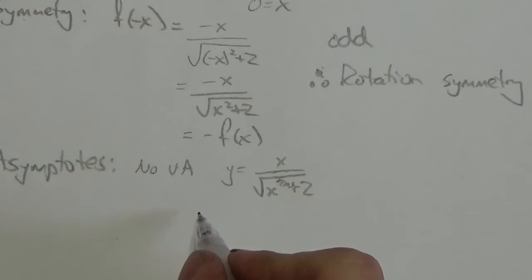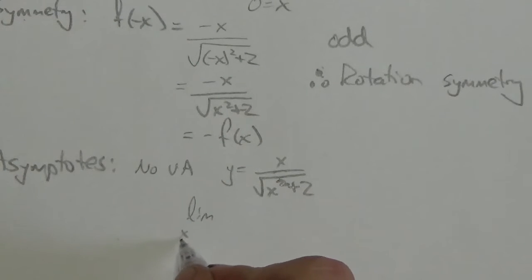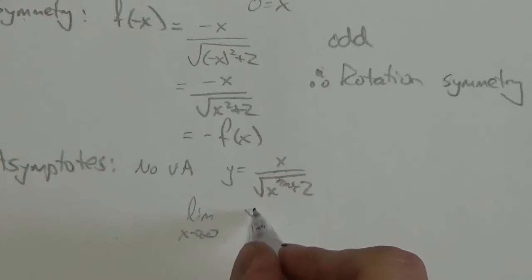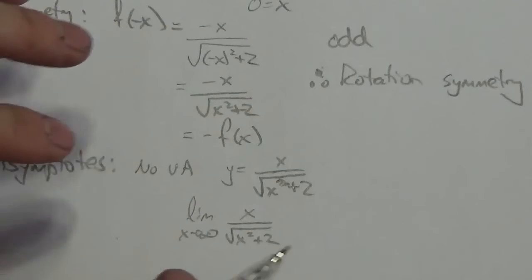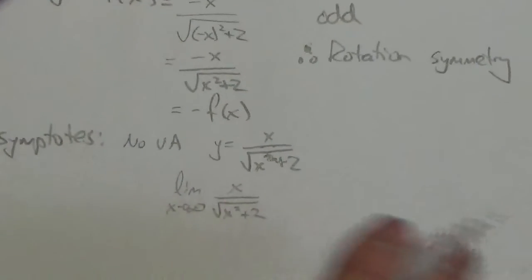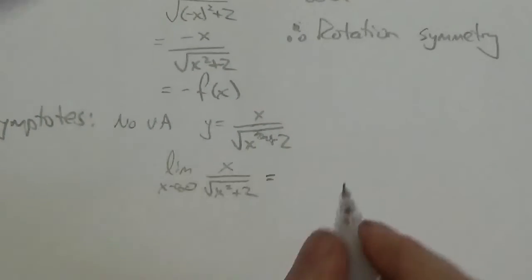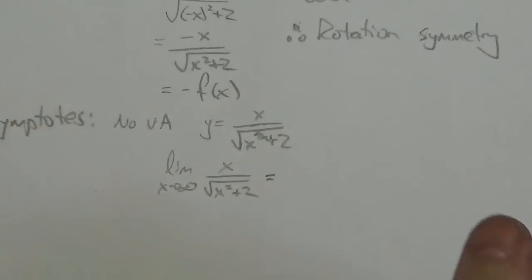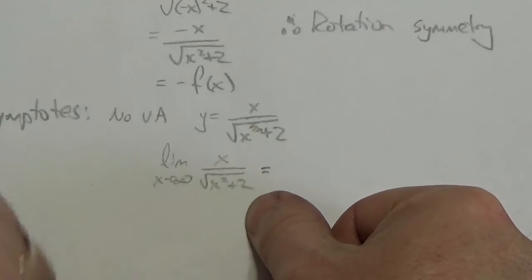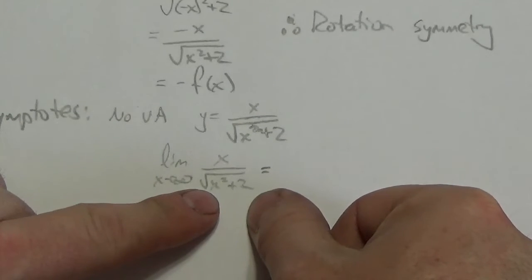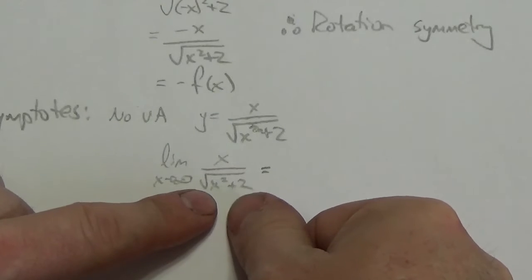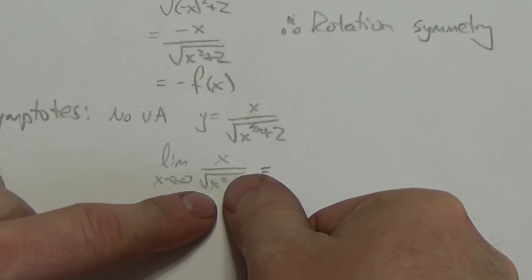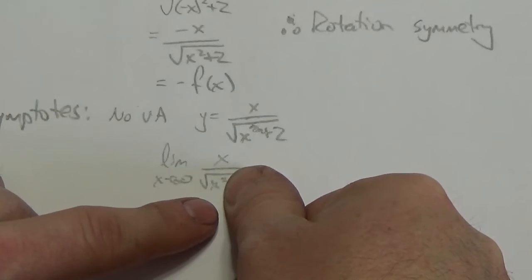It's linear in the numerator, it's linear in the denominator because it's the square root of an x squared. Now, I'm going to take the limit as x goes to infinity of x over the square root of x squared plus 2. I want to see how this thing behaves as I go really, really far to the right. When I get really, really big values of x, when you square a billion, adding 2 really doesn't change the value significantly. So when I get really, really big values of x, this plus 2 is essentially irrelevant.